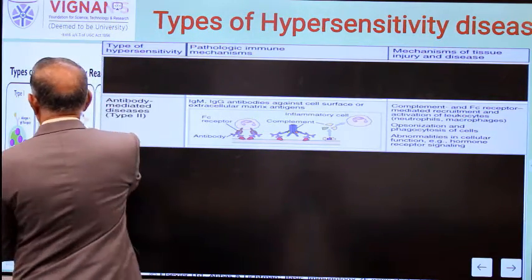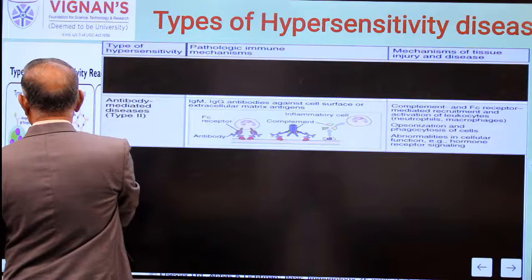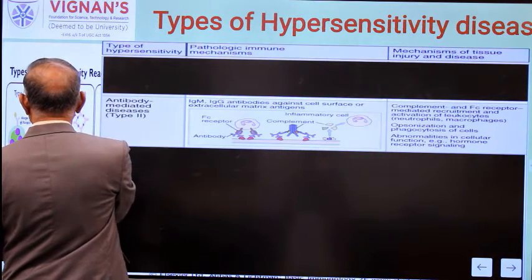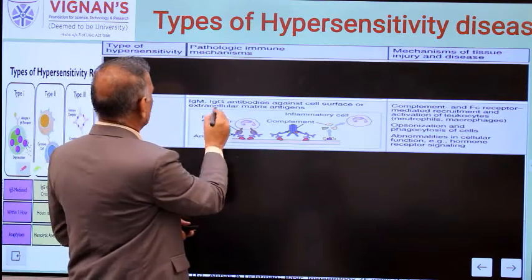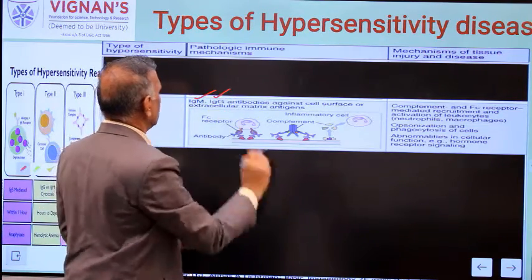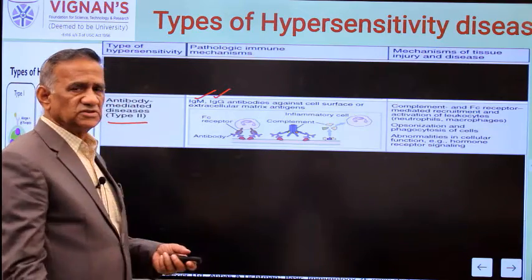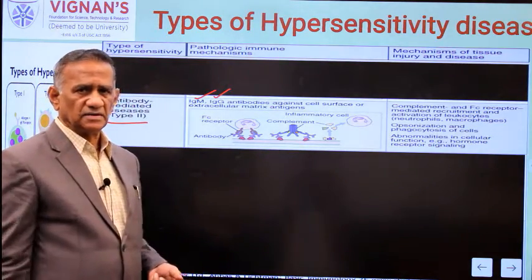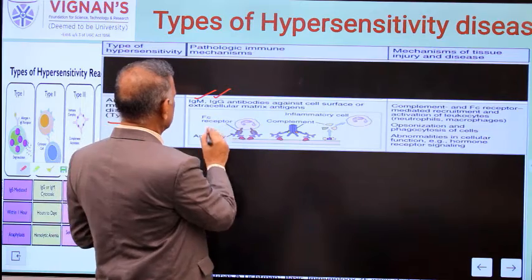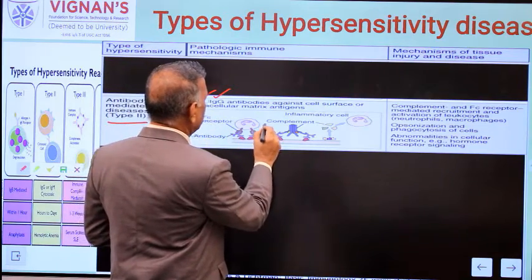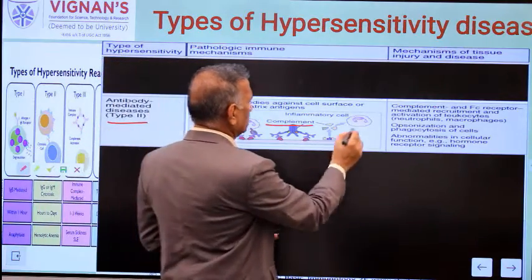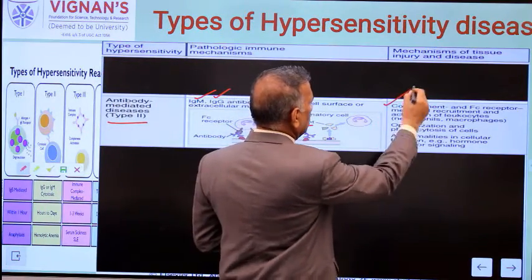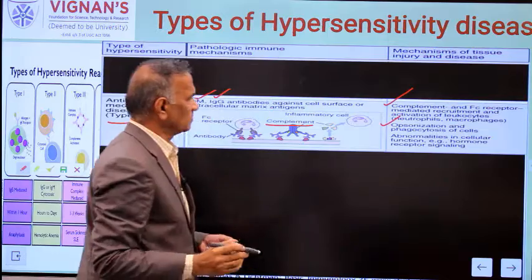In the type 2 reactions, IgM and IgG are involved, so that is immunoglobulin mediated. As a result of this, there is complement activation. This typically leads to complement activation and opsonization.